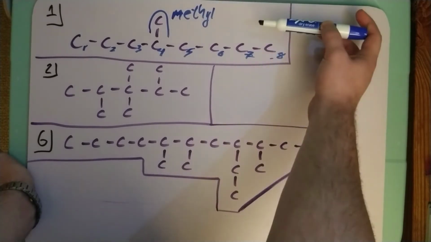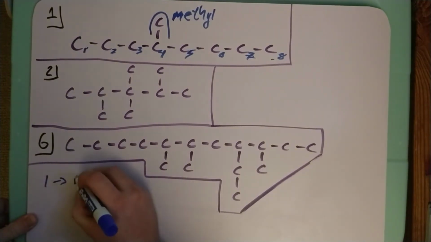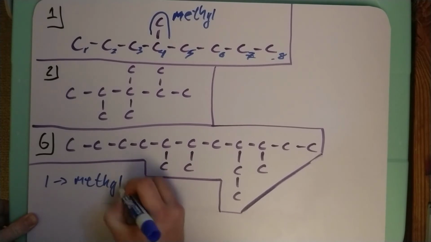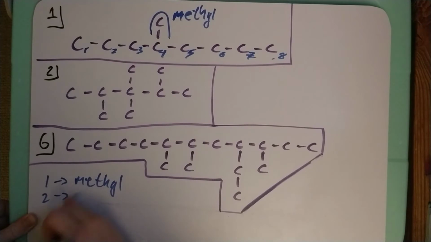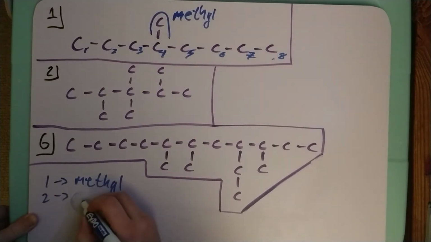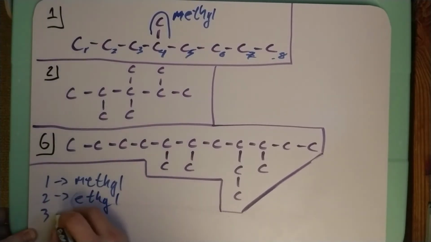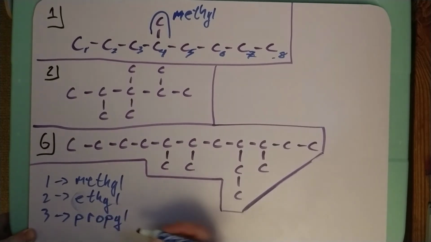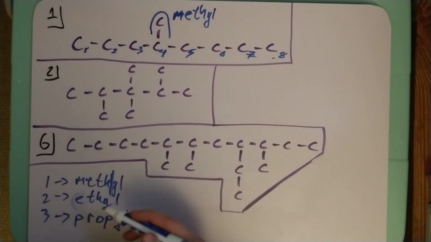If it has 2 carbons, I'll do this down here first. 1 would be methyl. 2 is ethyl. You never capitalize a branch, by the way. Ethyl. 3 is propyl. So you just take whatever the main part is and add yl to the end. And that's how you turn that numbering system into naming a branch.